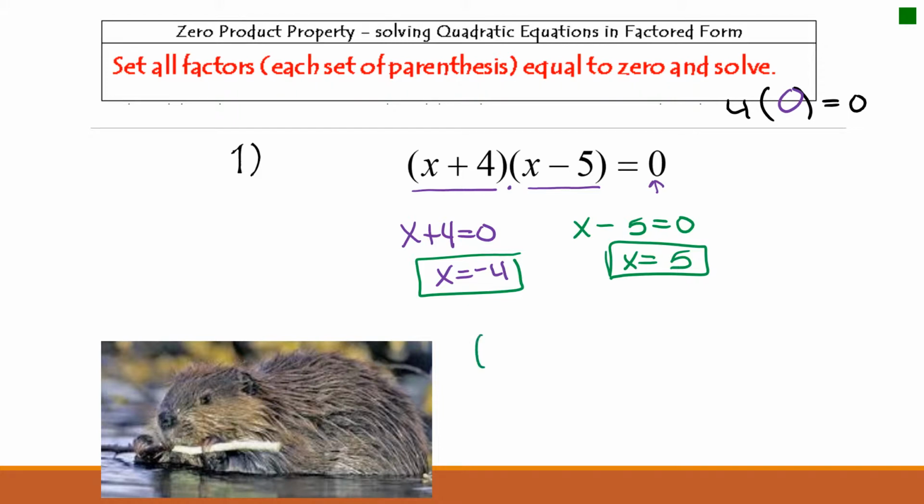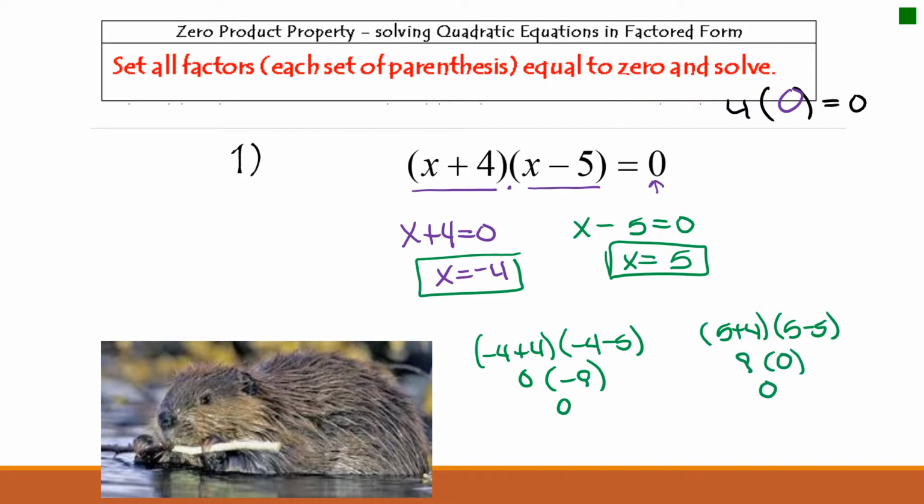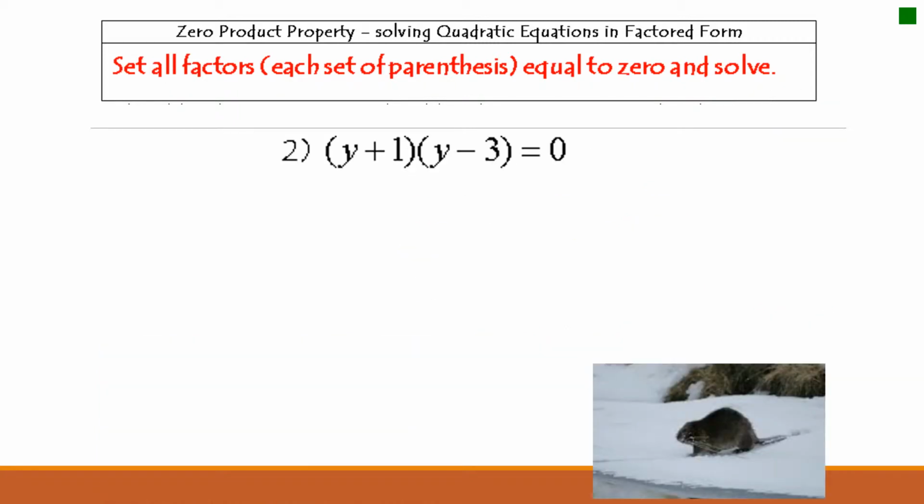If I put negative 4 back in there, negative 4 plus 4 times negative 4 minus 5. Negative 4 plus 4 is 0 times negative 9. That equals 0. If I put 5 back in there, 5 plus 4 times 5 minus 5, 9 times 0, that equals 0. So those are the values of x that equal 0, and that's what we're doing when we're solving. So what are the values of y that make this equal 0?